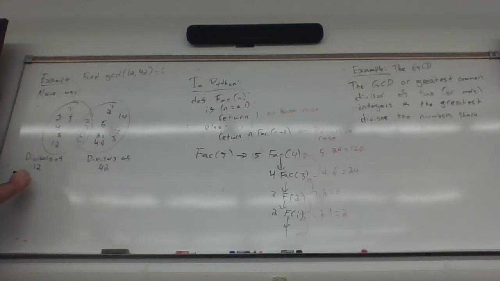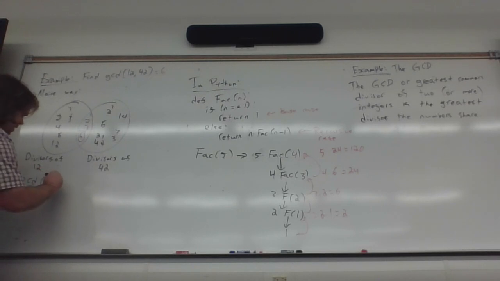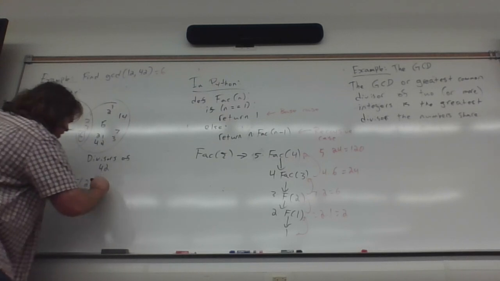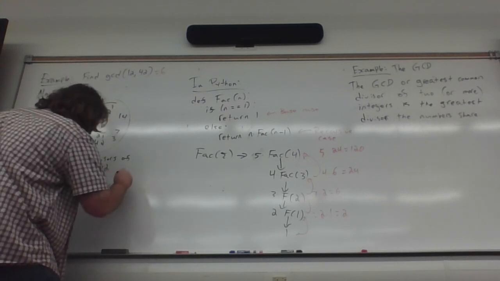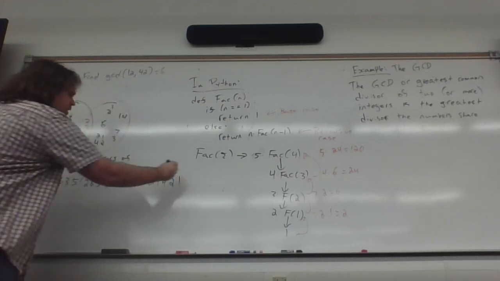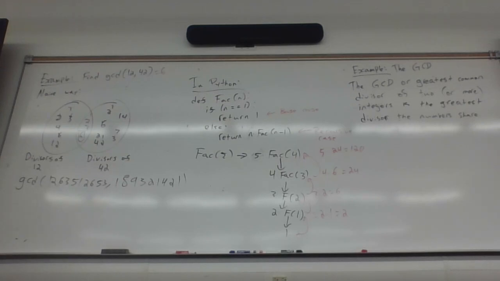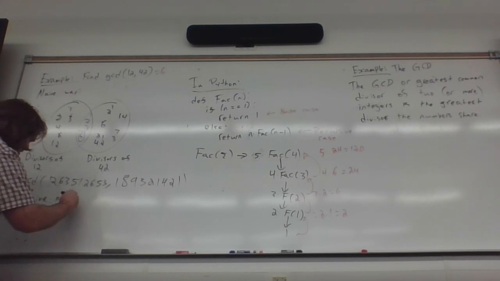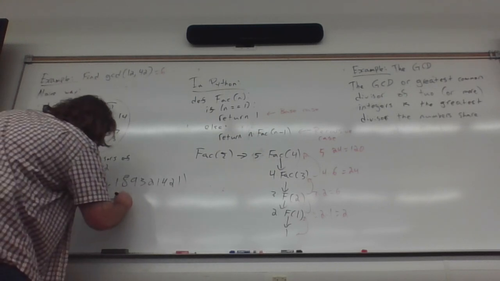Now, find the GCD of 1, 2, 6, 3, 5, 1, 2, 6, 5, 3, and 1, 8, 9, 3, 2, 1, 4, 2, 1. All right, so now list out all the divisors of this thing, and list out all the divisors of this thing, and then put them in the Venn diagram, and then find the biggest one, right? No, obviously not. That's ridiculous, right? So, the naive method doesn't work.